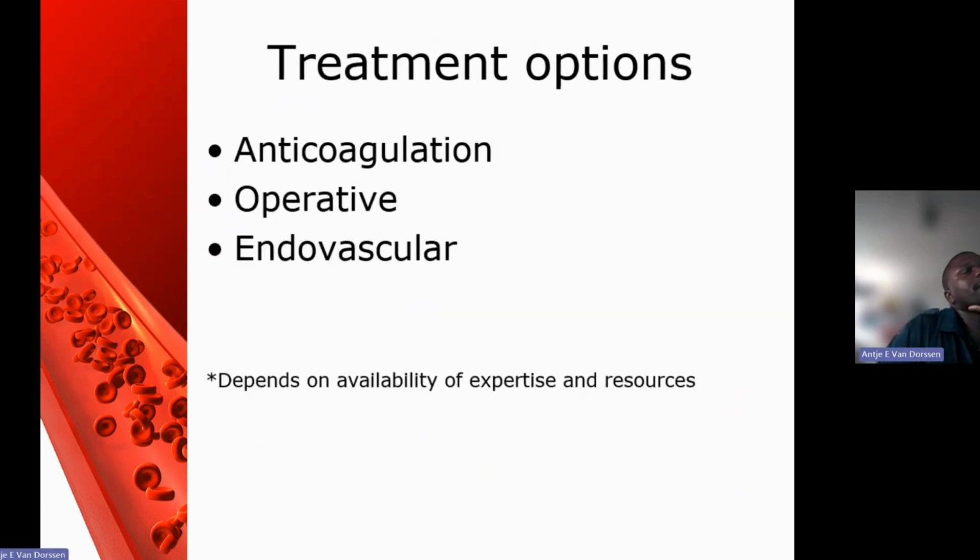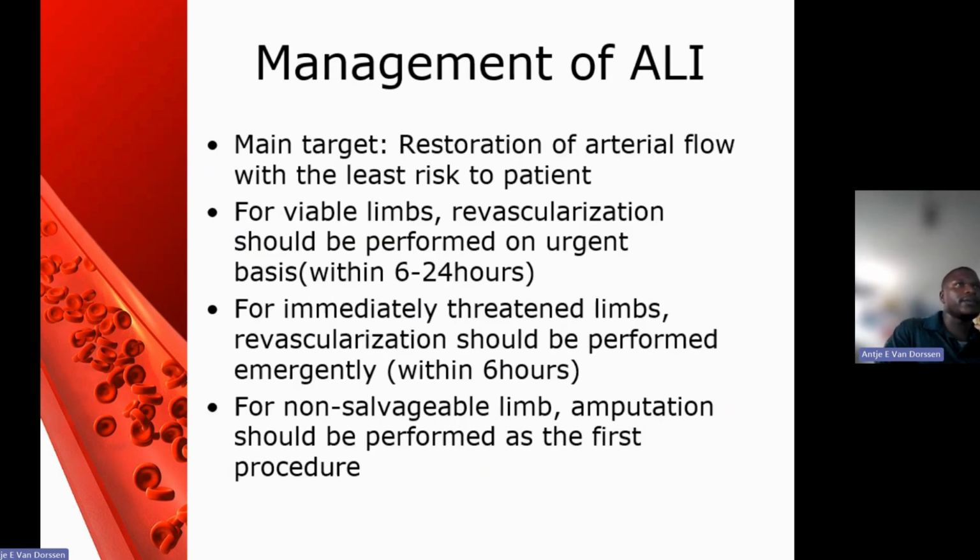So the treatment options usually then, as I've discussed, is anticoagulation, which is usually your medical management, and then it's operative, and then endovascular. And of course, that depends on what is available really in your environment. And the main target, of course, for acute limb ischemia is you want to restore arterial flow with the least risk to the patient.